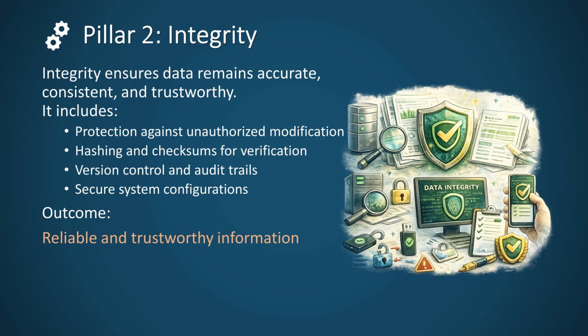Another method is using hashing and checksums. These are like digital fingerprints for data. If the fingerprint changes, you know the file has been altered. Organizations also use version control and audit trails. Version control keeps track of changes so you can always go back to the correct version. Audit trails record who accessed or modified data, giving accountability and transparency. Finally, secure system configurations help prevent accidental or malicious changes by keeping systems properly set up and updated.